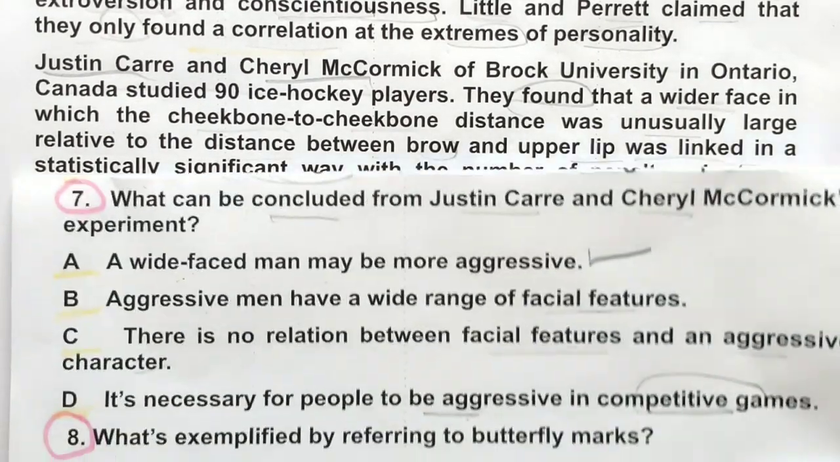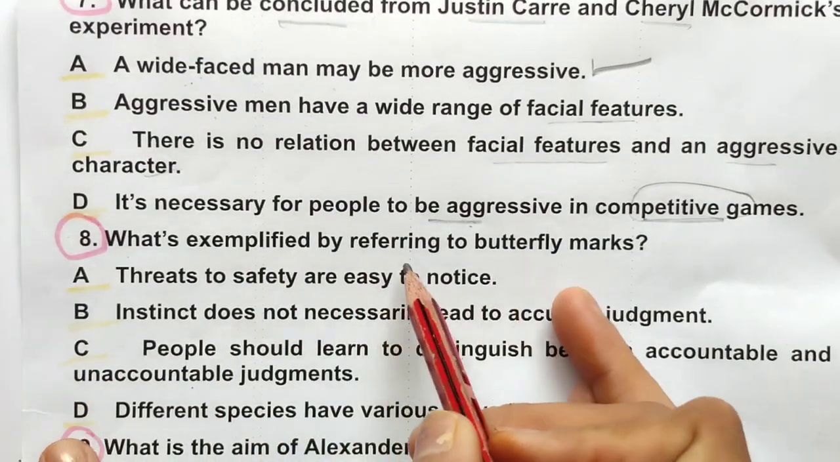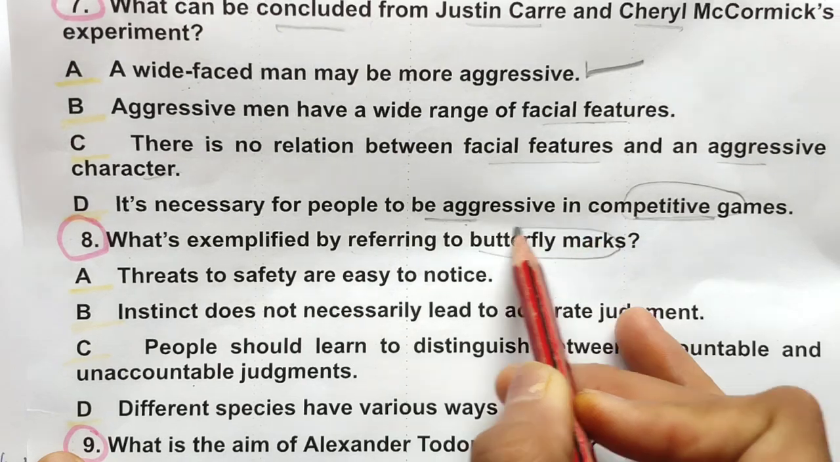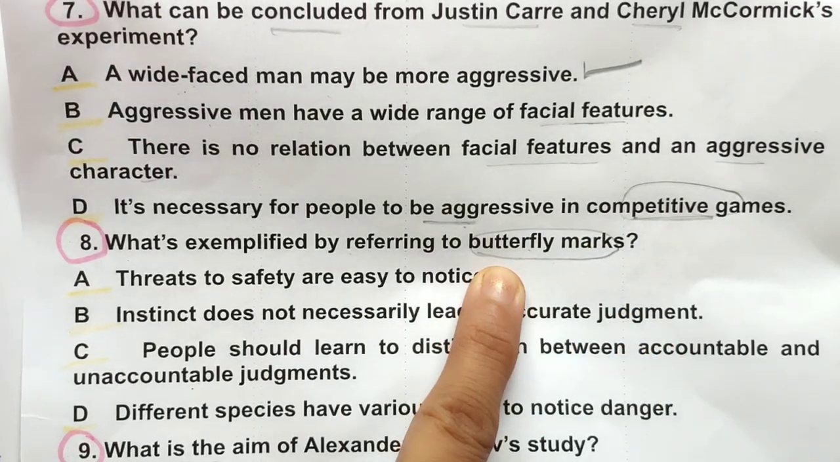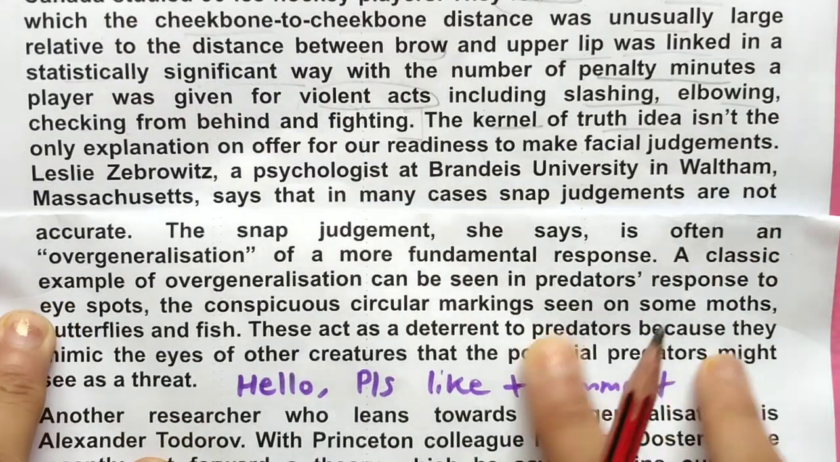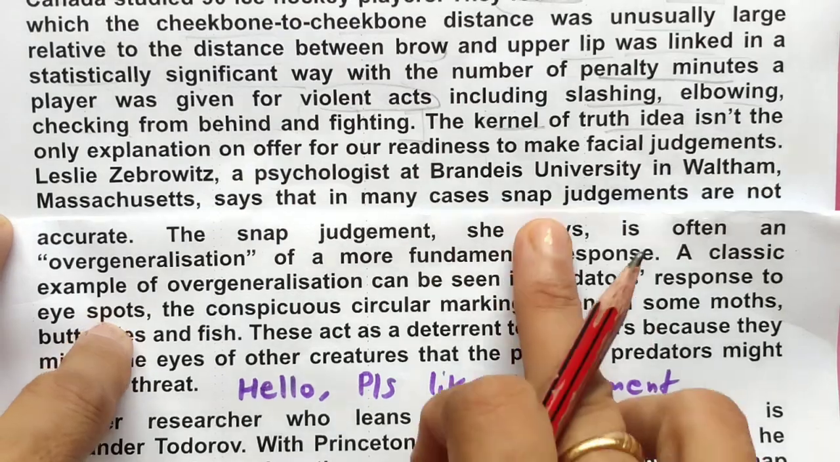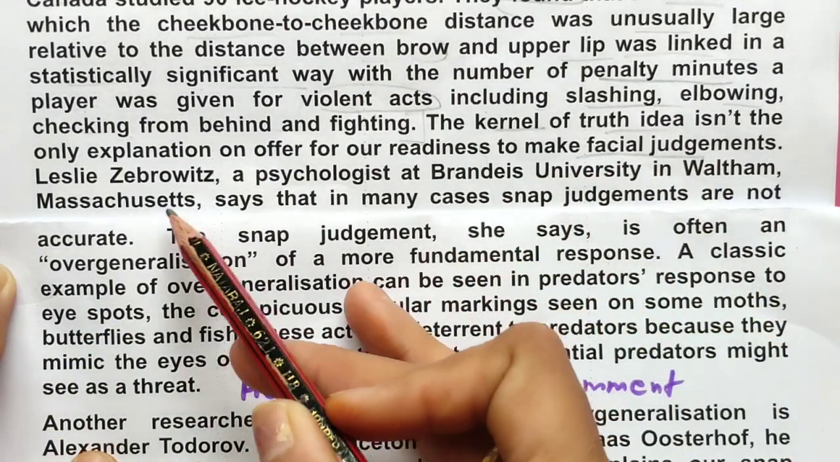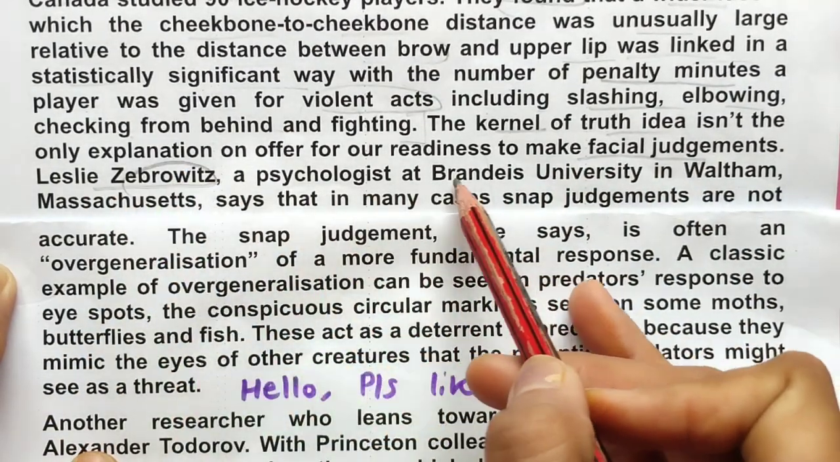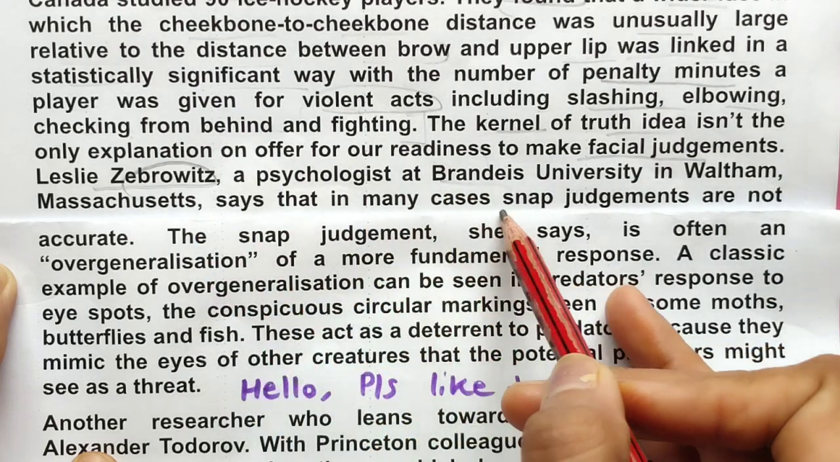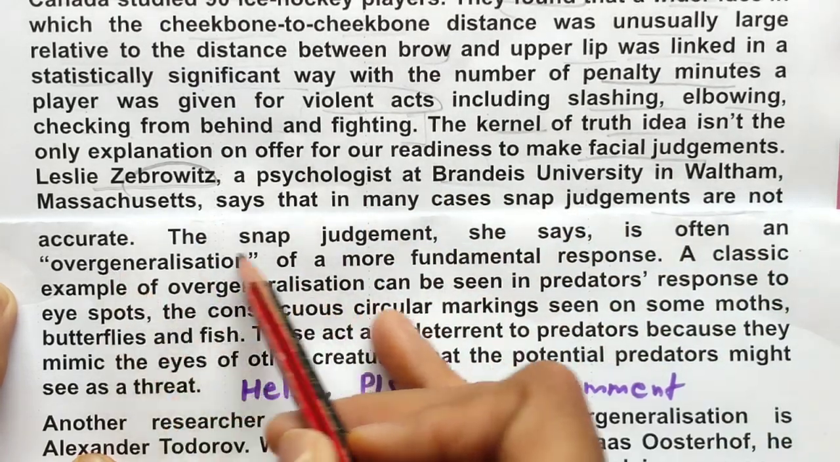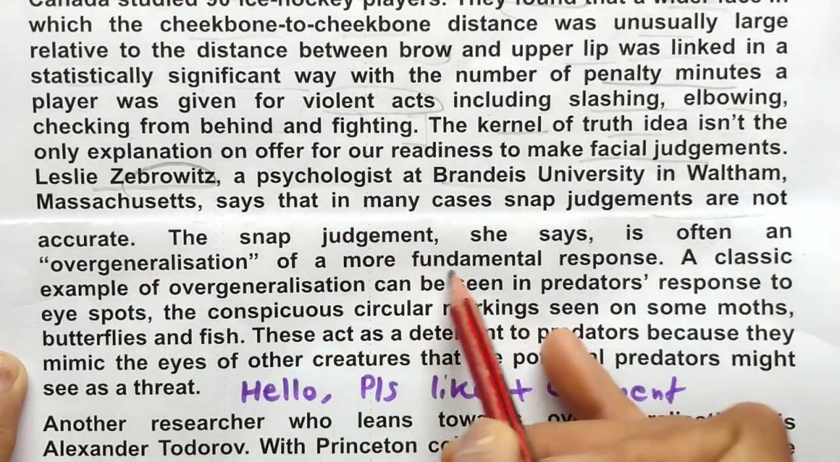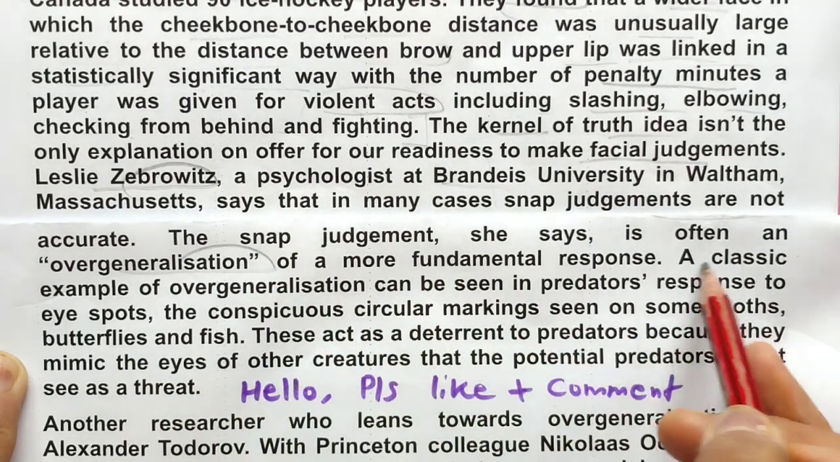Okay. So next question, what is exemplified by referring to butterfly marks? Okay, we have to find butterfly marks. So I am looking at the same paragraph because this paragraph is still there. So we are looking for making facial judgments. This person's name is also there. Western says in many cases snap judgments are not accurate. The snap, I am looking for overgeneralization of a butterfly.